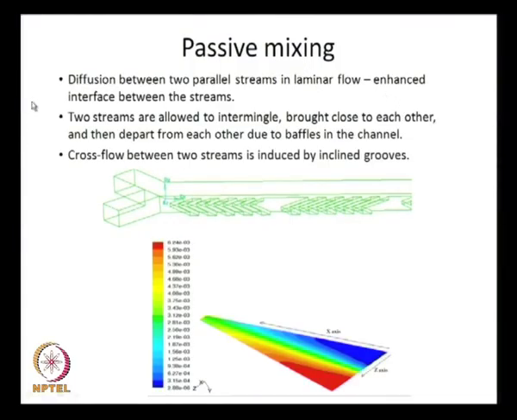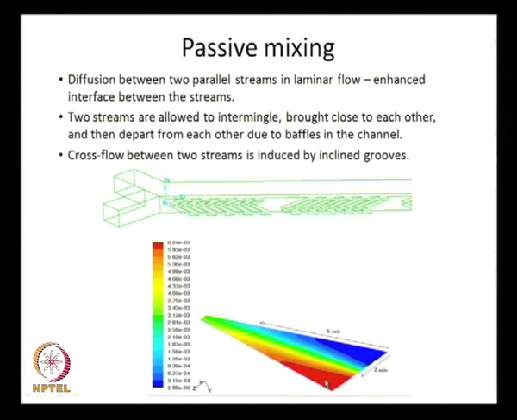So, diffusion between two parallel streams in laminar flow, enhanced interface between the streams, that is the idea of passive mixing. Two streams are allowed to intermingle, brought close to each other and then depart from each other due to baffles in the channel, or due to these grooves present. Cross flow between two streams is induced by inclined grooves.